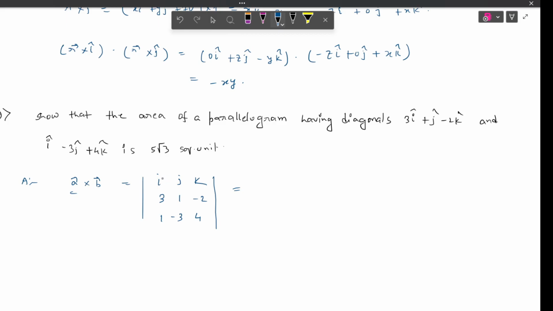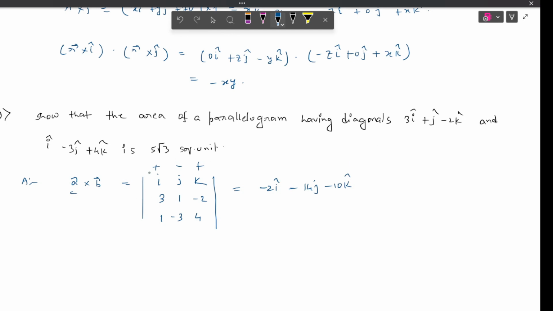So keeping I, 4 minus of minus 3 into minus 2, that is plus 6. So 4 minus 6, that is minus 2 I cap, and j sign is minus, plus minus plus. So minus j, omitting this column and this row, into 4 12 minus of minus 2 into 1, so plus 2, so 14. So we'll get minus 14 j, and k, omitting this column and this row, it would be minus 9 minus 1, that is minus 10. So minus 10 k cap.